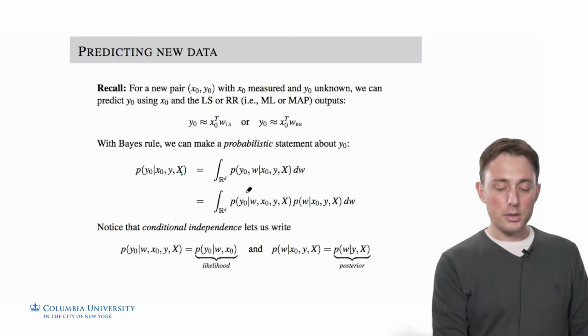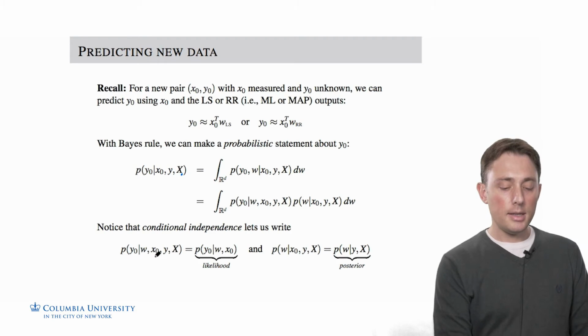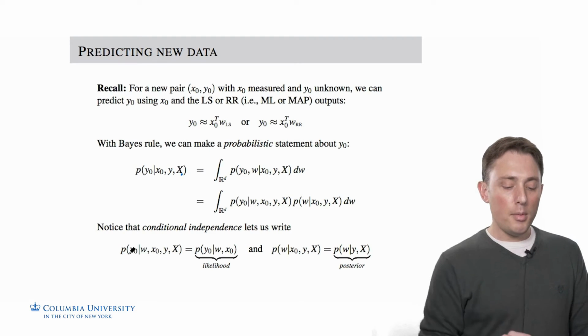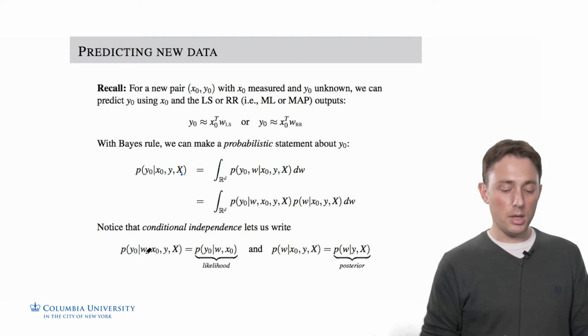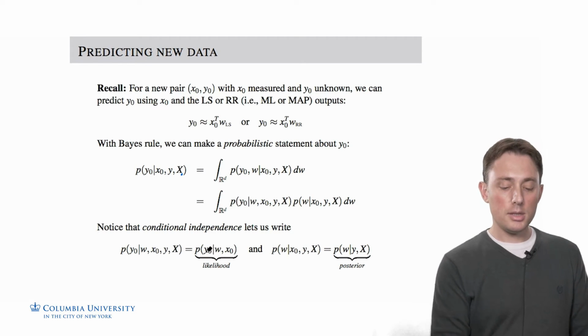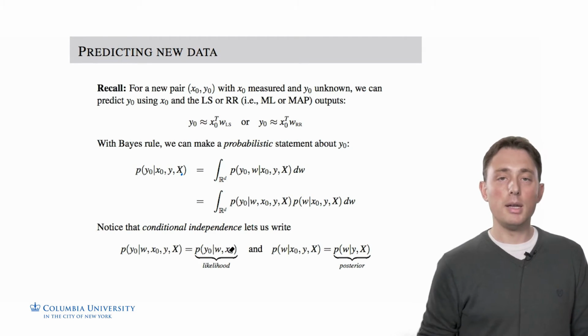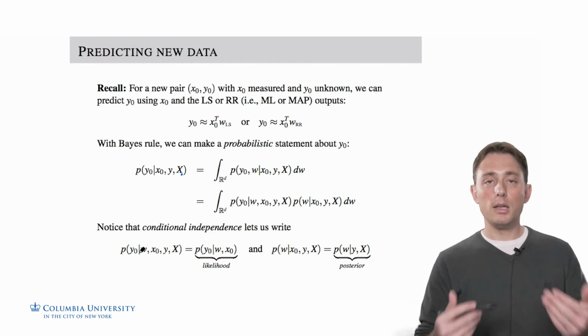However, notice first that conditional independence here lets us say that the probability of y0 given the vector w, given the covariate x naught, and given all of the previous observations, is just the probability of y naught given w and x naught. Why? Because of our conditional independence assumption.